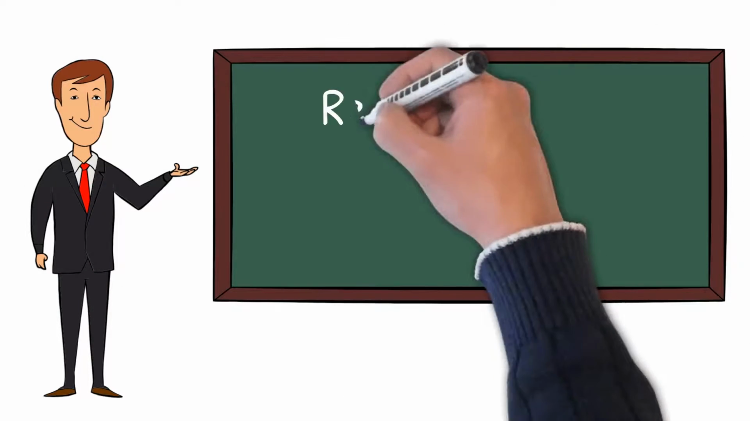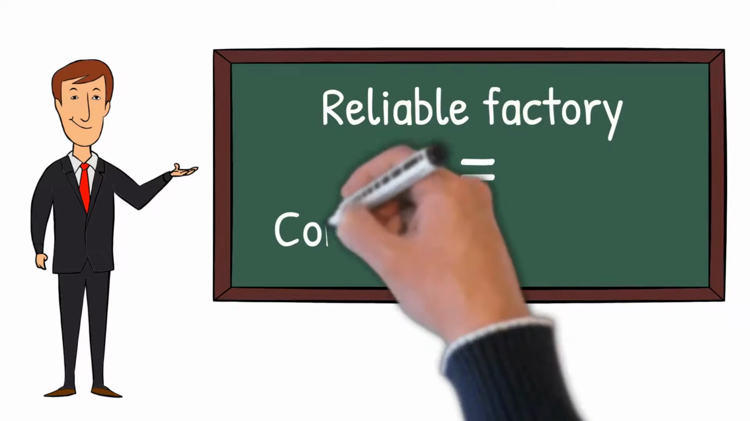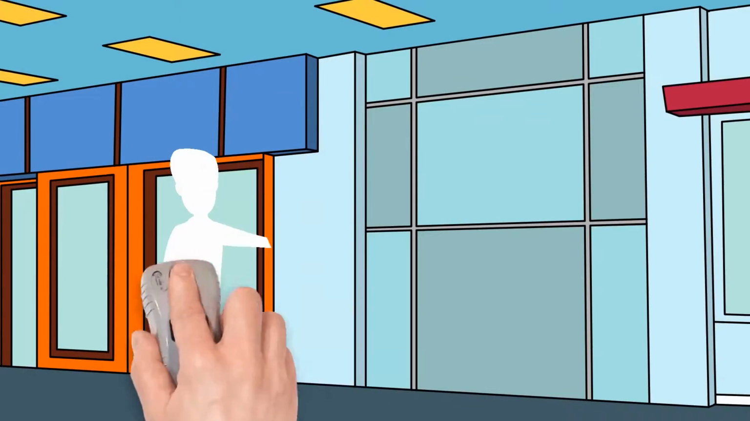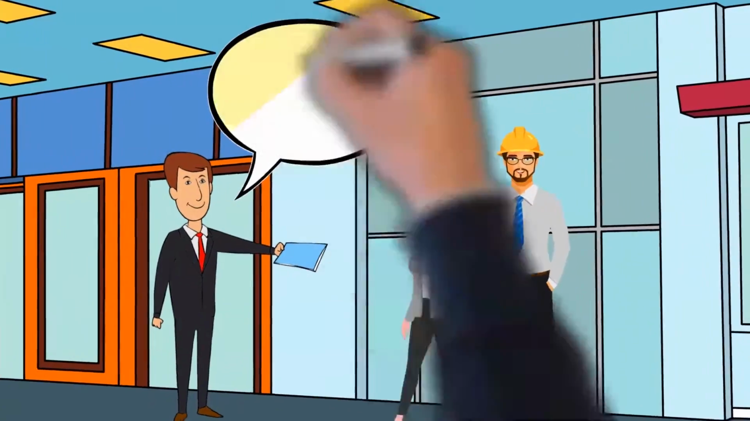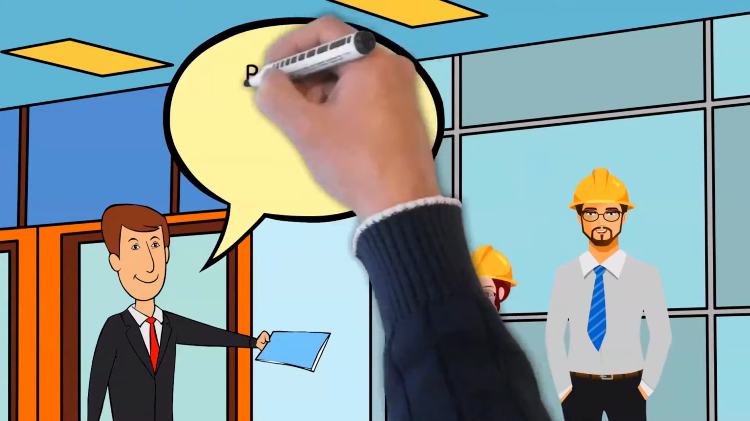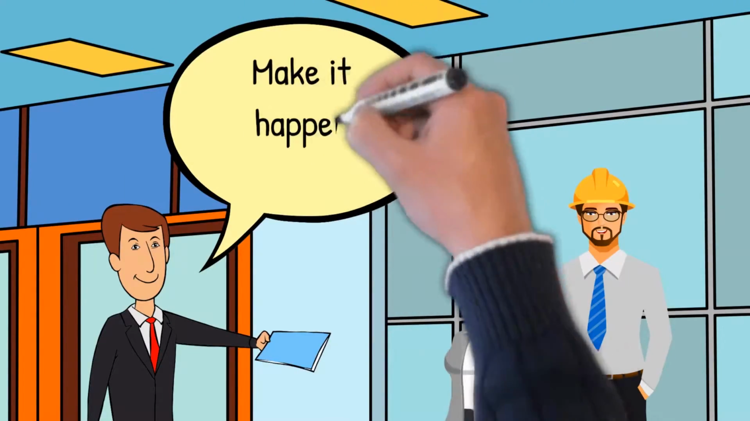Andrew recently learned that making productive plants more reliable is fundamental for facing global competition. So Andrew calls Elizabeth and John to give them a new task. In order to face our markets, we need more reliable plants. So we need to deliver predictive maintenance in all our plants. I know you will make it happen.